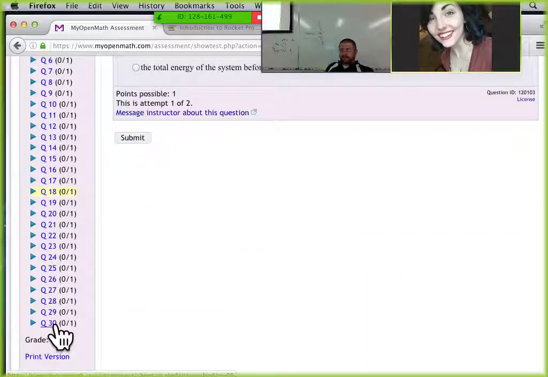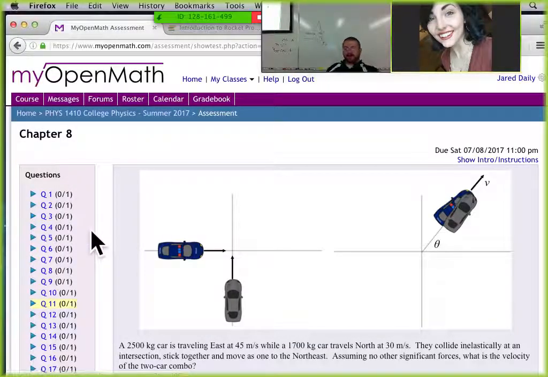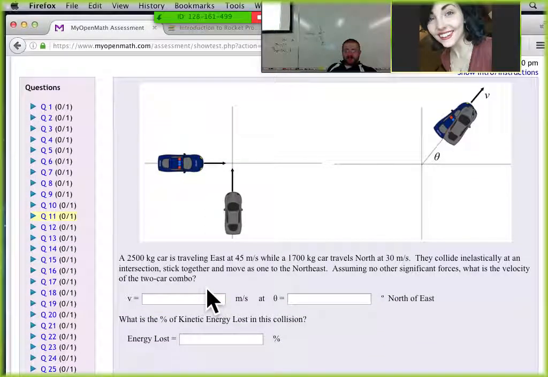It's number 11. So impulse is a force times the time. Here's your two-dimensional problem, number 11. Two cars crash into each other. So this is a perfect one if you want to be a highway patrolman, right? Or highway patrolwoman, however you want to call it.